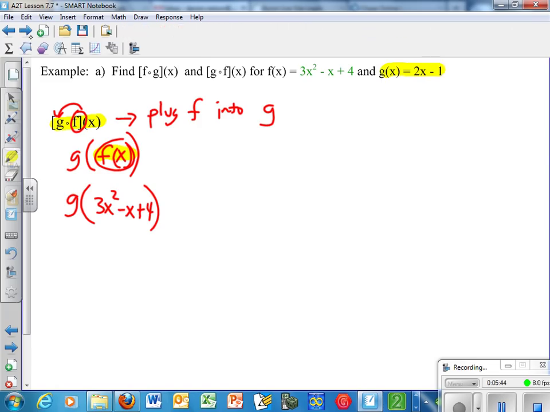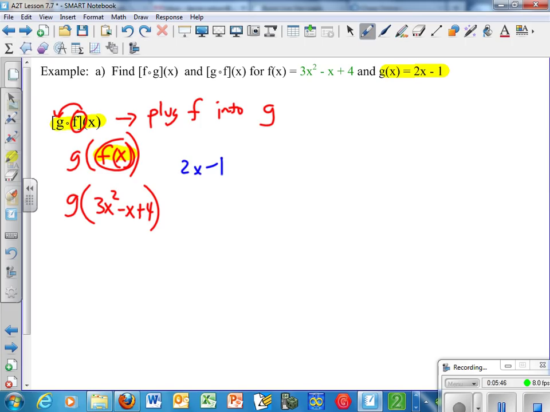Remember, g of x is this function, 2x minus 1. So that means every place I see an x in function g, I want to put in the expression 3x squared minus x plus 4. So here's what we have, 2. Now I have an x right here. In for that x, I'm going to put 3x squared minus x plus 4, because that's going in for x in function g. And then I have the minus 1 here.